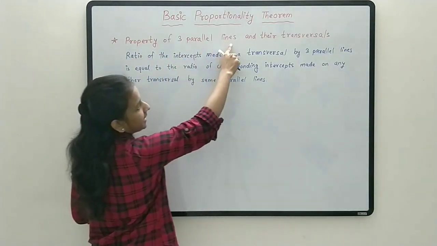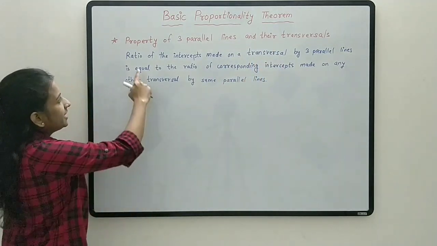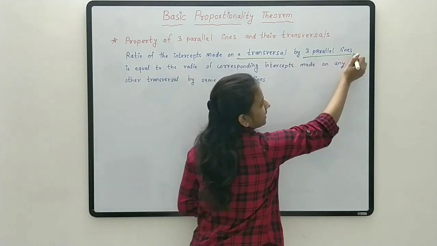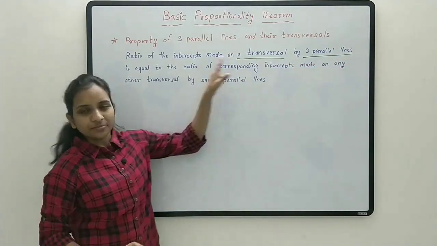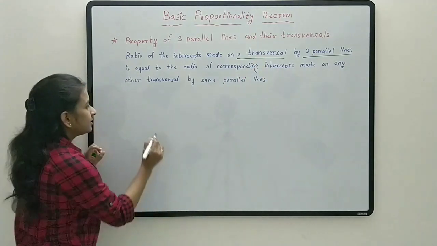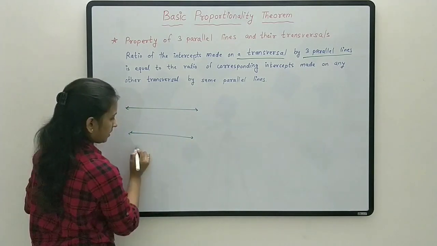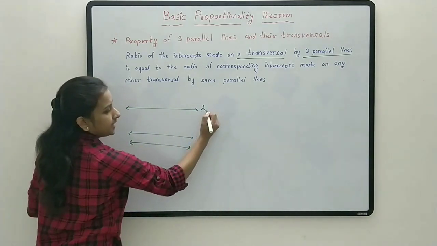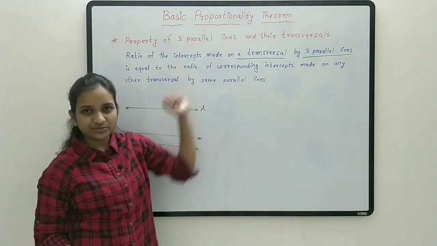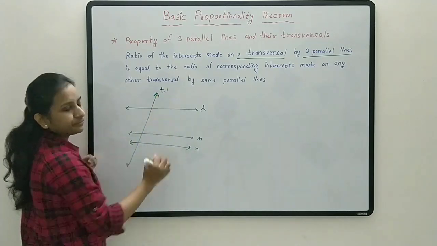Property of three parallel lines and their transversal. Let's understand this property. The ratio of the intercepts made on a transversal by three parallel lines. From this we get to know that there are three parallel lines and one transversal. So let's say these are the three parallel lines L, M, N, and they are parallel to each other. And there is one transversal, like this, T1.